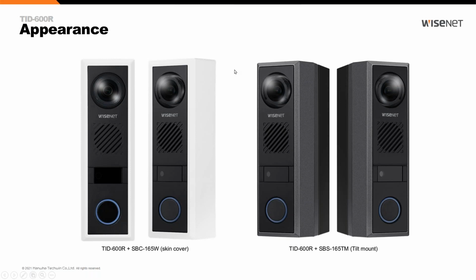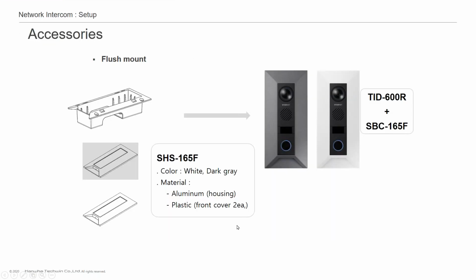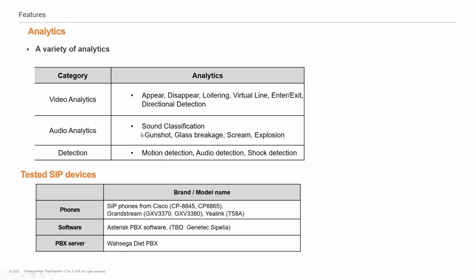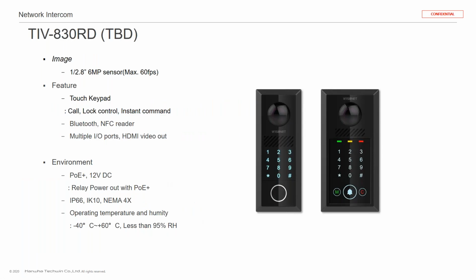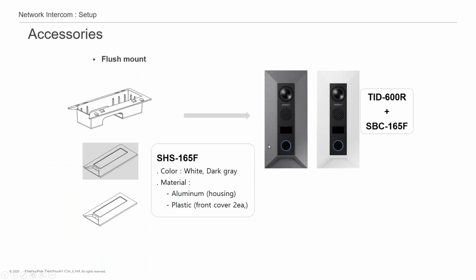Comes in two color options. Basically, it is black or grayish black, and you can put your skin cover to make white. This looks big here, but it's actually a very small unit, and you can also have flush mount option. Because it is a built-in camera, you have analytics. You can use the analytics to trigger a call, and the tested IP telephones are Cisco and Grandstream and other brands. We will also be trying to integrate with Milestone and Genetec as well. In the future, we will also have a keypad option. At the moment, it is call button only.